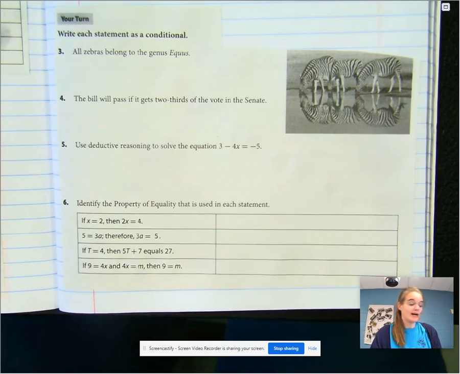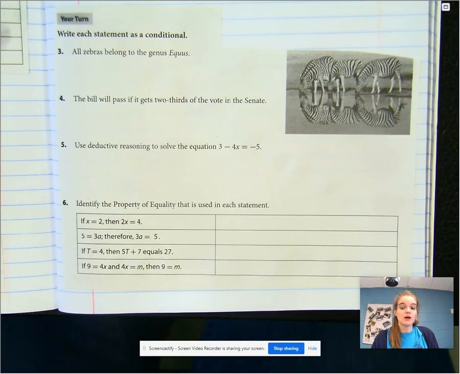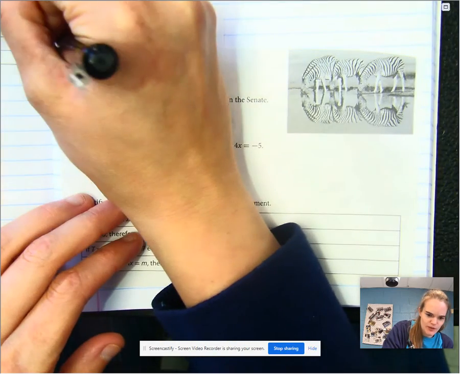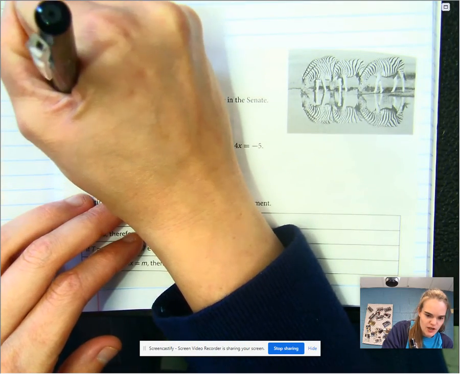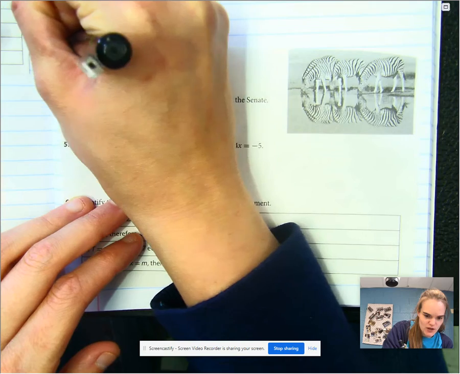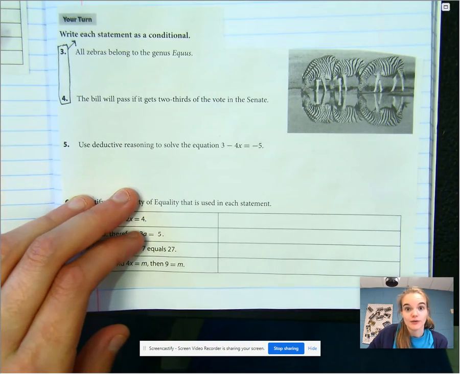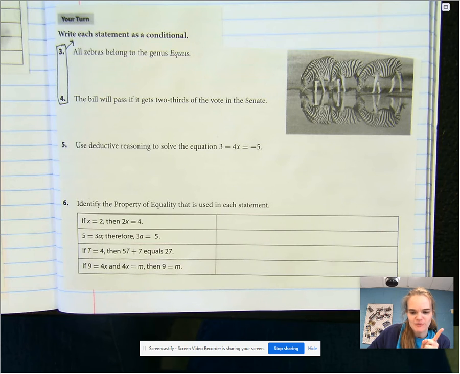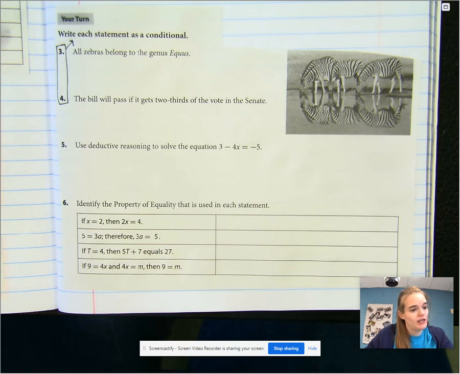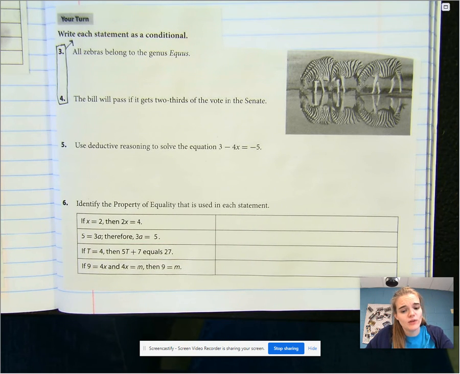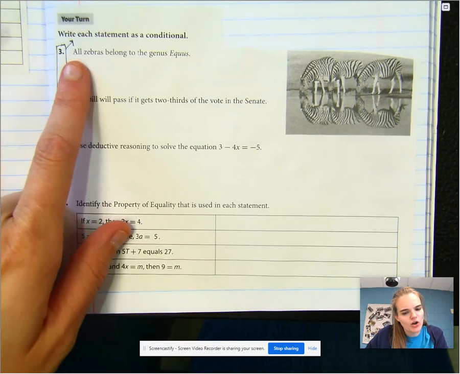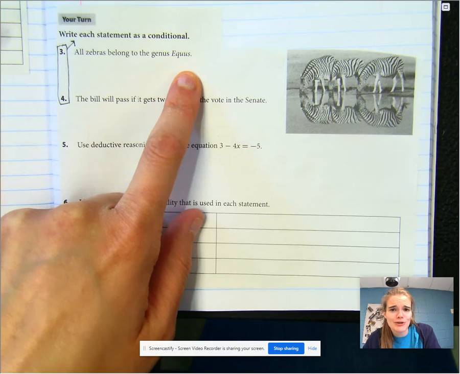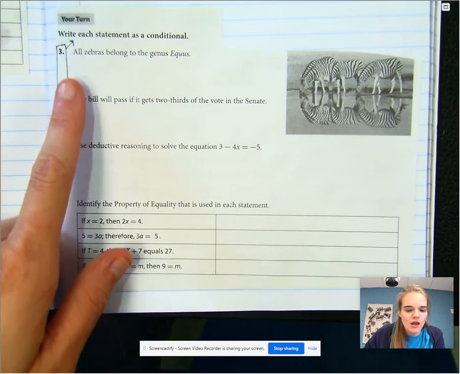Now, I do not understand this. I did not make the book, but these directions only go with 3 and 4. The other directions are actually in the question. I don't know why. Number 3, write each statement as a conditional. Remember, conditional statement is if then. Okay? This says all zebras belong to the genus Equus, and I probably pronounced that wrong, I know.